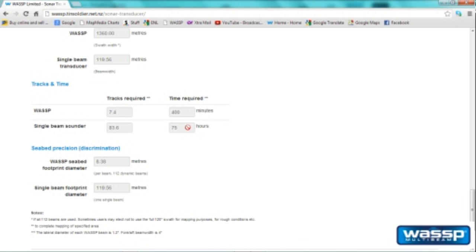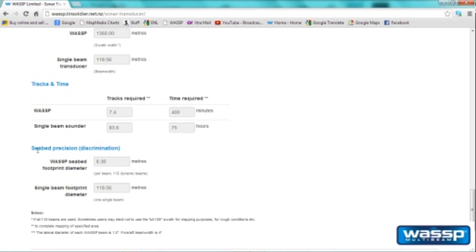And instead of 75 hours, it will take just 400 minutes to do it with the WASSP and 7.4 tracks. So you can see just how much faster, 400 minutes versus 75 hours to search out that area. And this is where a lot of our clients are giving us feedback. They're able to break new territory faster than they ever had before. And it really makes it viable to go out now and do more hunting and prospecting on unknown territory.